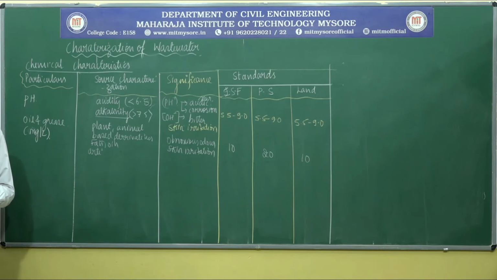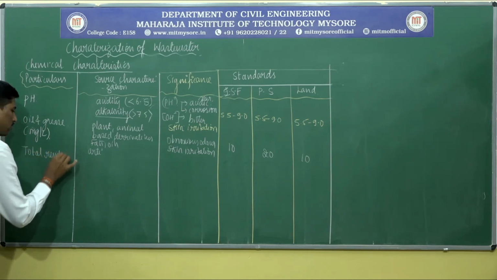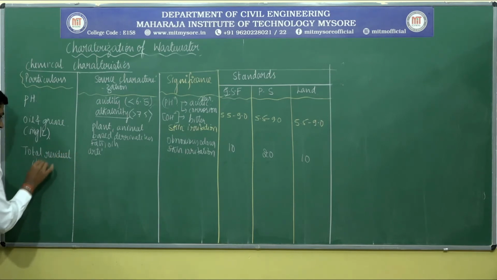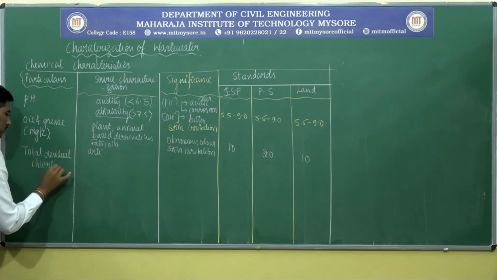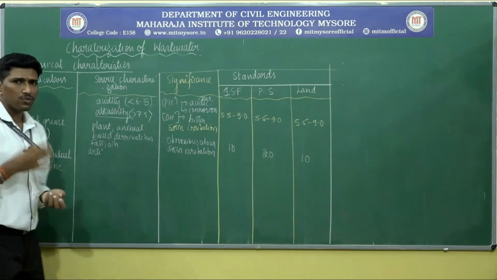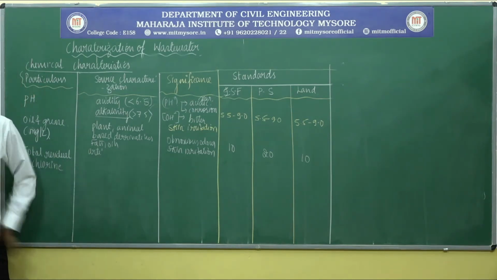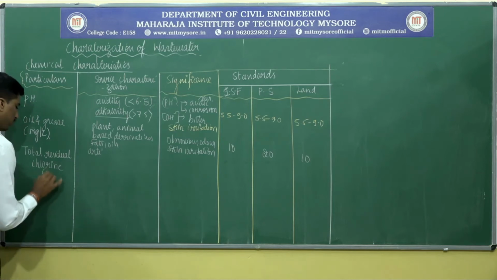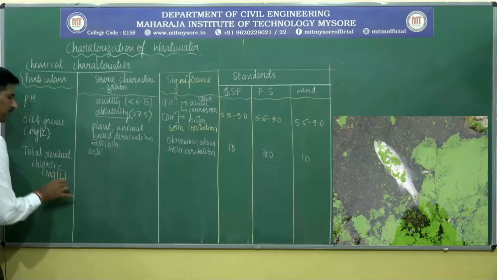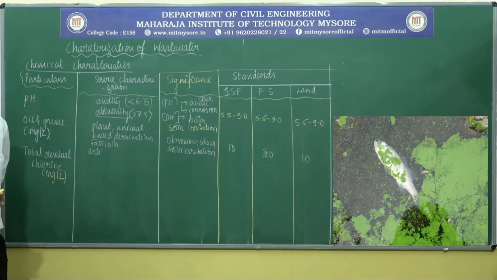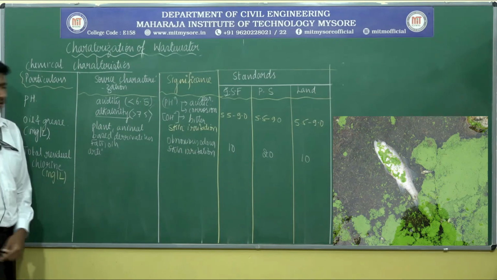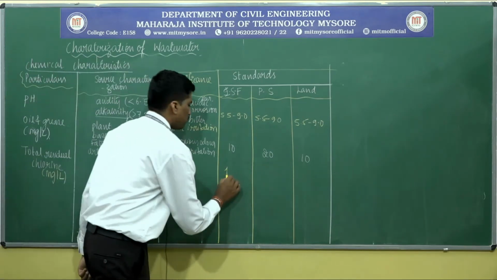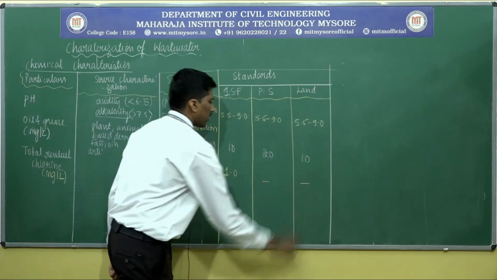Next one is mainly related to the total residual chlorine. Total residual chlorine, you have mainly come across in water supply and treatment. That's why it is easy for you also. And it has to be in the range of 1 mg per liter. That's all, not more than that.